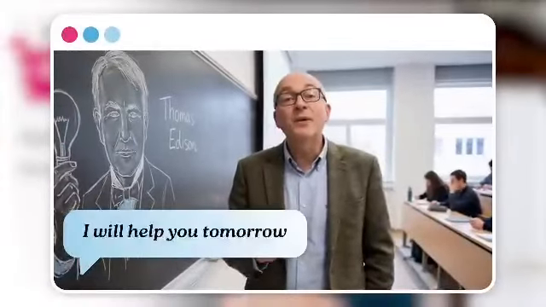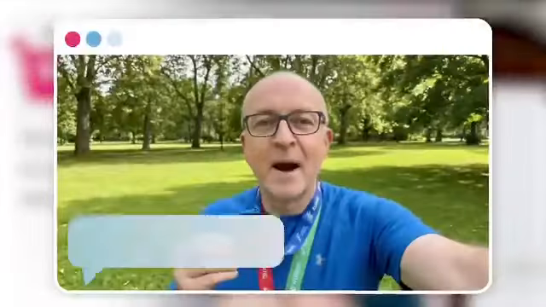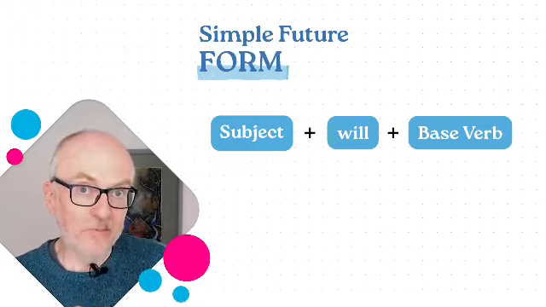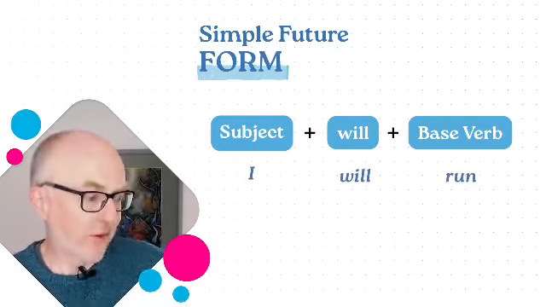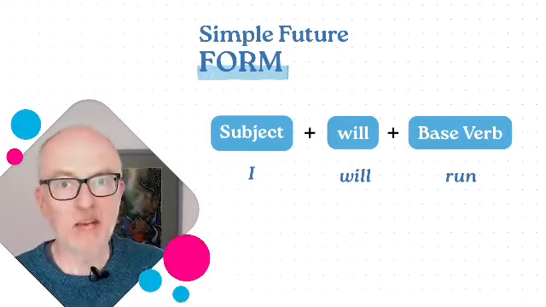We can use it for a promise in the future. I will help you tomorrow. And for predictions in the future. I will win the London Marathon next year. The form is subject plus will plus the base verb. I will run the marathon. Boom. Next year, 2027, in April.